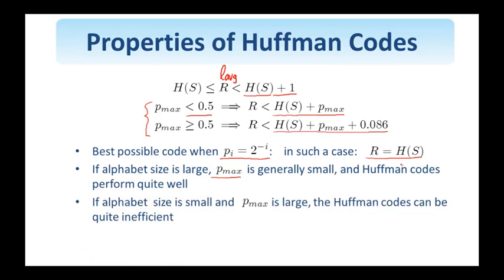If, on the other hand, the alphabet size is small, there's a good chance in that case that P max is large, and the Huffman code can be quite inefficient. So the upper bound is not as tight anymore, and that's the result.